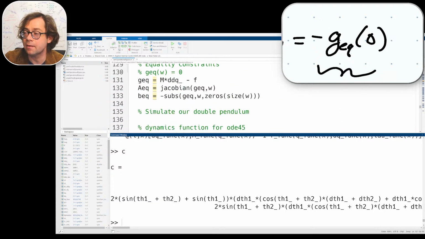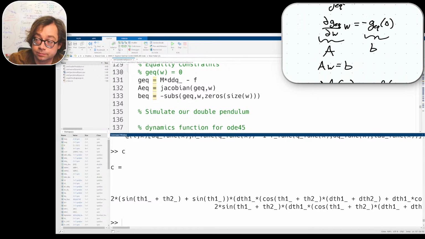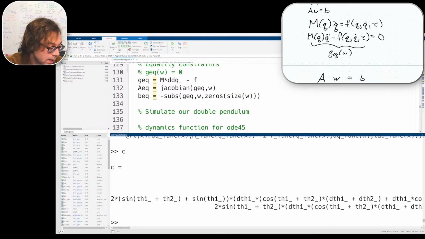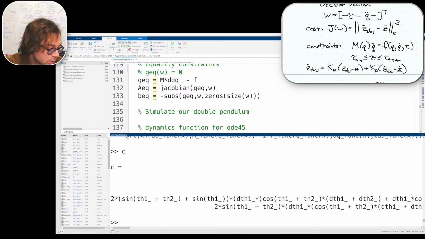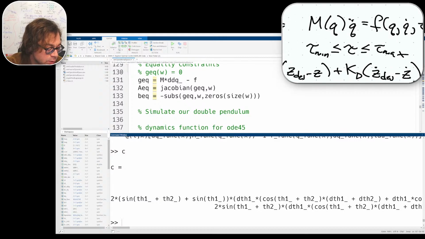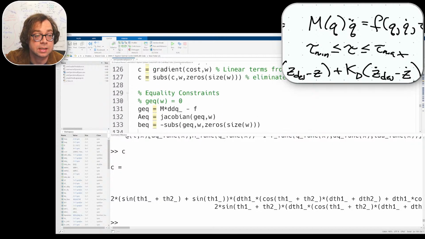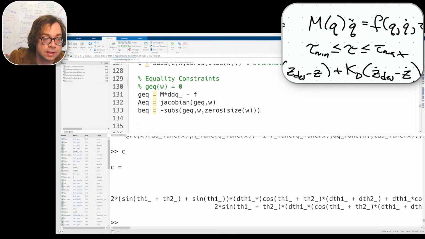The only thing we haven't defined are our inequality constraints that say we have torque limits, okay? We can put those as linear inequality constraints. We can totally do that. Or we can just add bounds, okay? So we're going to add bounds in addition to this. So we have our constraints. We have equality constraints. We're going to do our inequality constraints.